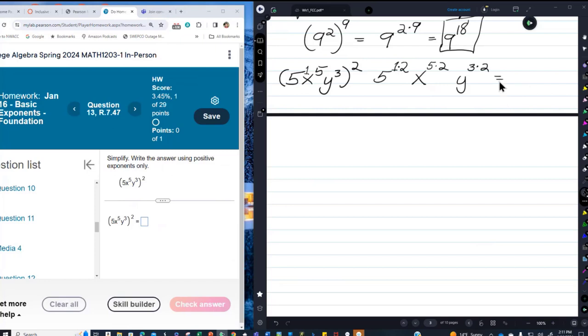Okay, that will be 5 to the 1 times 2, that'll be 5 to the 2. X to the 5 times 2 is X to the 10. And Y to the 3 times 2 is 6. That's all there is to it.